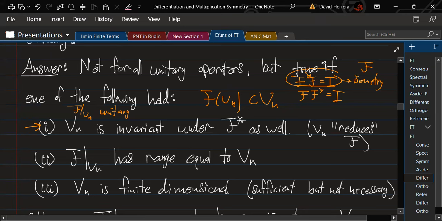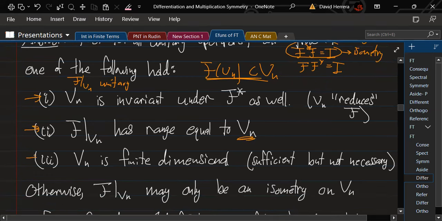If f is an isometry, that tells you that this is an invariant subspace. So I have an isometry restricted to it. The question is, when is an isometry unitary? Well, that's the case when its range is everything. So it's invertible. This is another necessary and sufficient condition. Condition 3 is just sufficient, but it's not necessary.